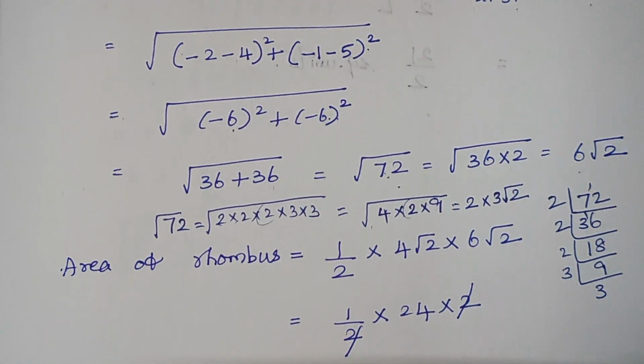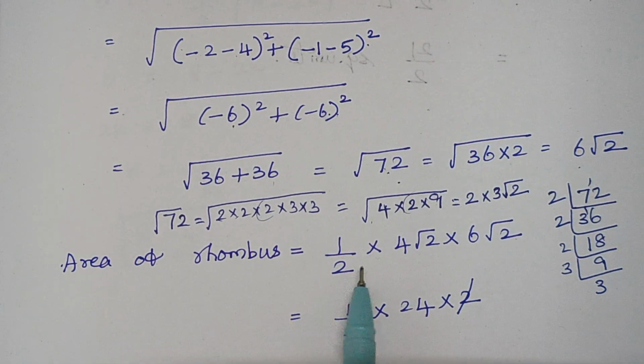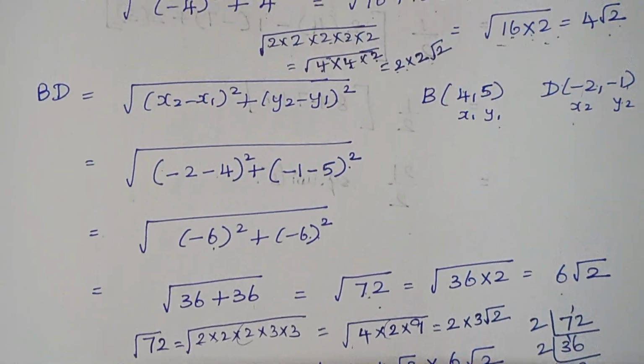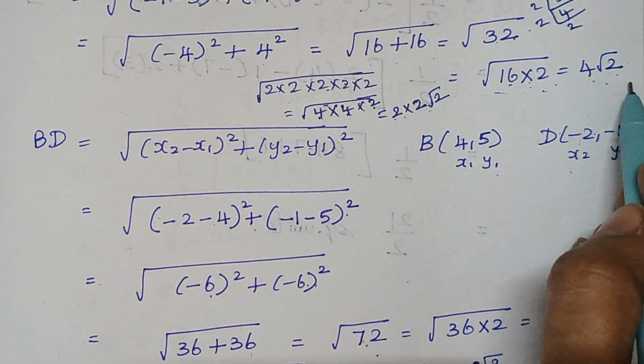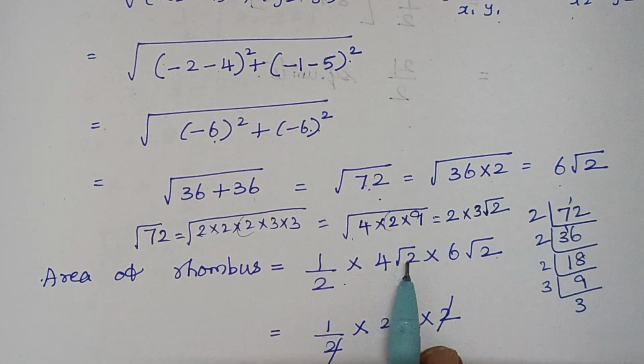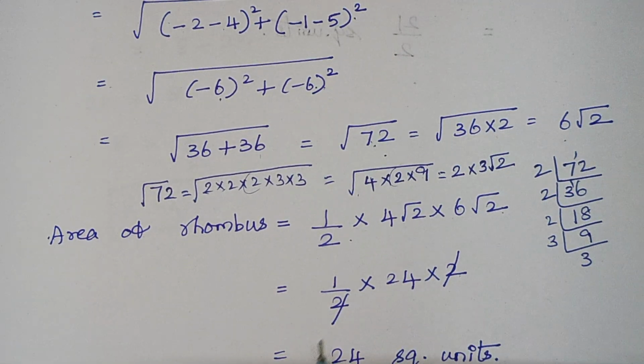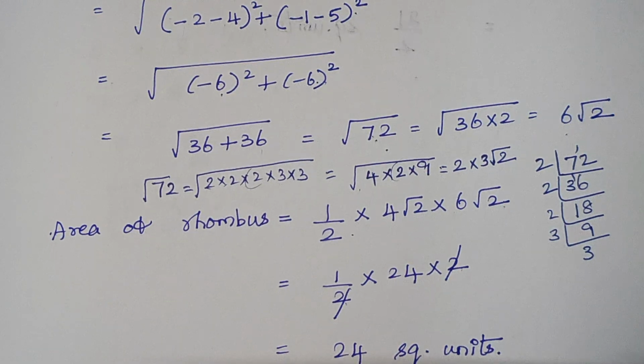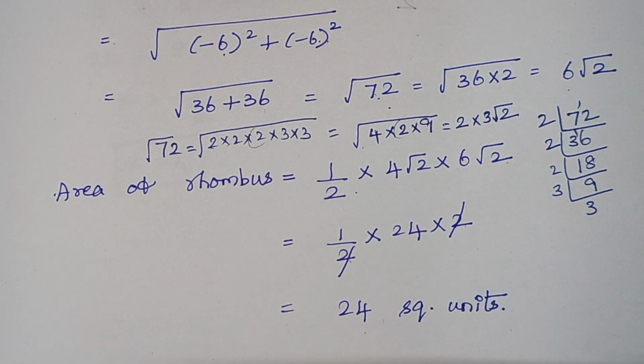So just substitute in the formula. Area of the rhombus is half into the diagonal values. The first diagonal value here is 4 root 2. So 4 root 2 into 6 root 2, right? Root 2 into root 2 is simply 2, right? And 6 4s are 24. Once you simplify, this 2 and 2 get cancelled and the area of the rhombus is 24 square units, right?